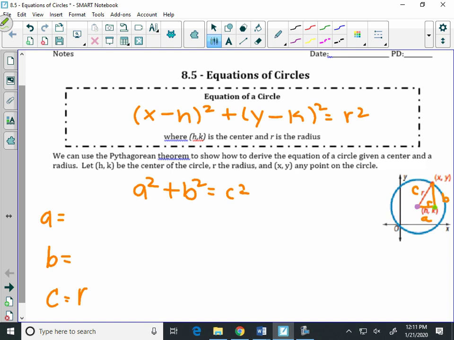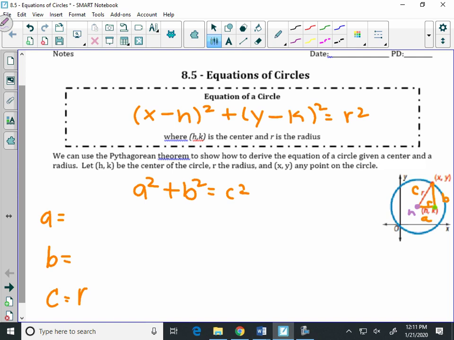Look at the x values of those points. What variable is representing the x value of the purple point? What's the x value of the center? h, right? So h is representing the number at the purple point. We don't know what it is, it's being represented with h.